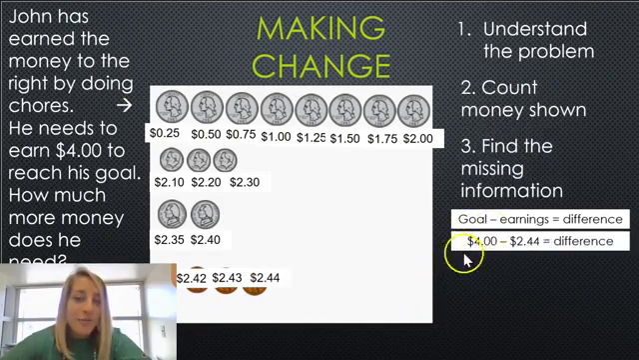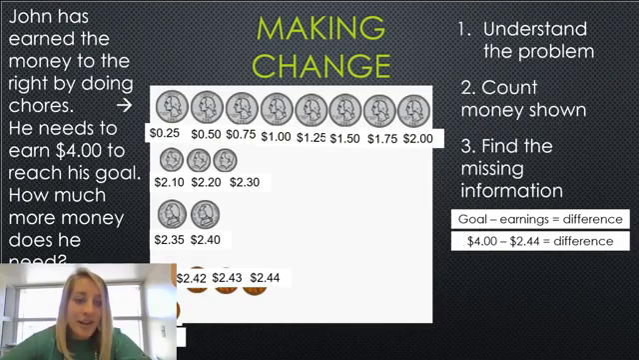So we know that he wants to get to a total of $4. Here's what he has so far, $2.44. We need to know the difference between the two. One way we can do that is by counting up.